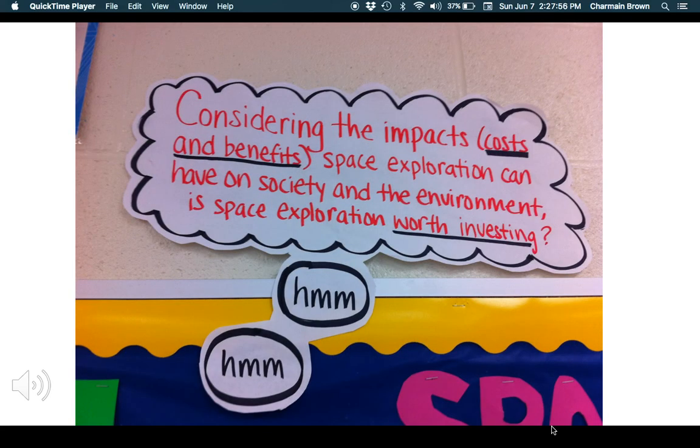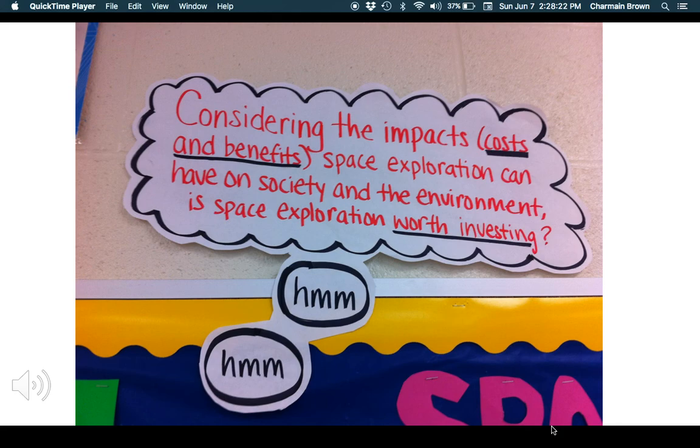This is the same grade 5-6 classroom, and here's the science question for the grade 6s. Considering the impact space exploration can have on society and the environment, is space exploration worth investing? So what they wanted to do was have two questions, one for the grade 5s focused on their science unit and one for the grade 6s focused on their science unit. But there was still some kind of connection between them so that the entire class could have conversation.